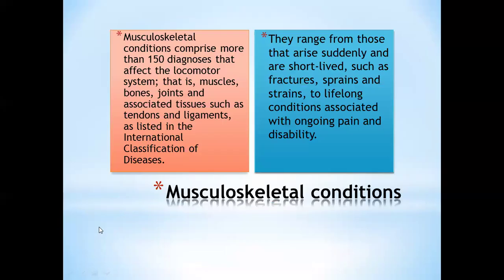So, musculoskeletal conditions comprise more than 150 diagnoses that affect the locomotor system, that is, muscles, bones, joints, and associated tissues such as tendons and ligaments, as listed in the International Classification of Diseases. They range from those that arise suddenly and are short-lived, such as fractures, sprains, and strains, to lifelong conditions associated with ongoing pain and disability.